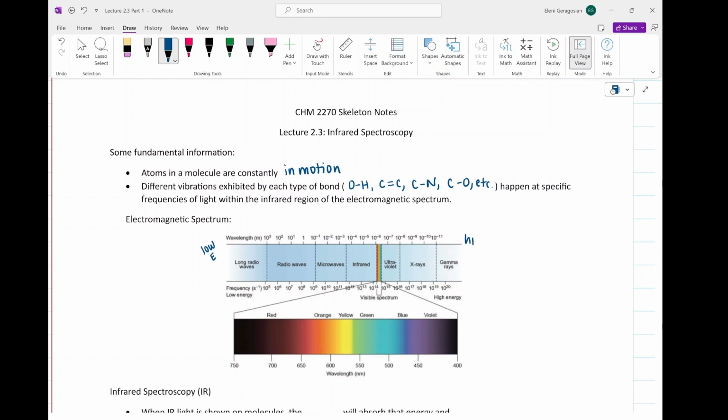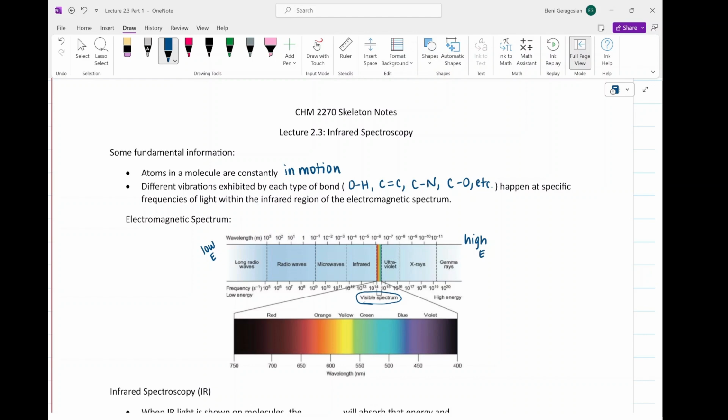High energy is on the right in this spectrum here. Sometimes if you look it up, you'll see those flipped. The high energy will be on the left and the low will be on the right. But this very small portion here is the visible spectrum. So visible light is in that region.